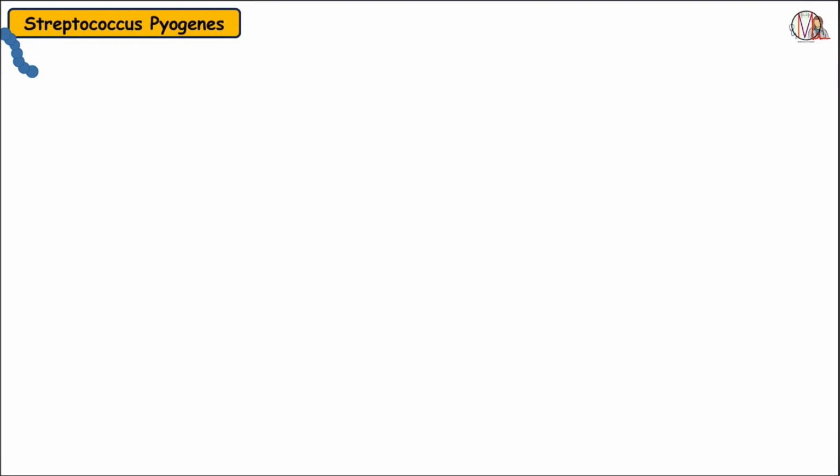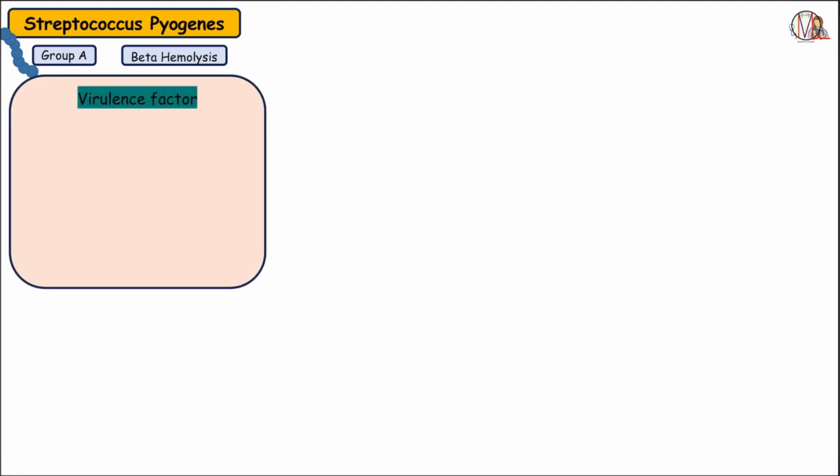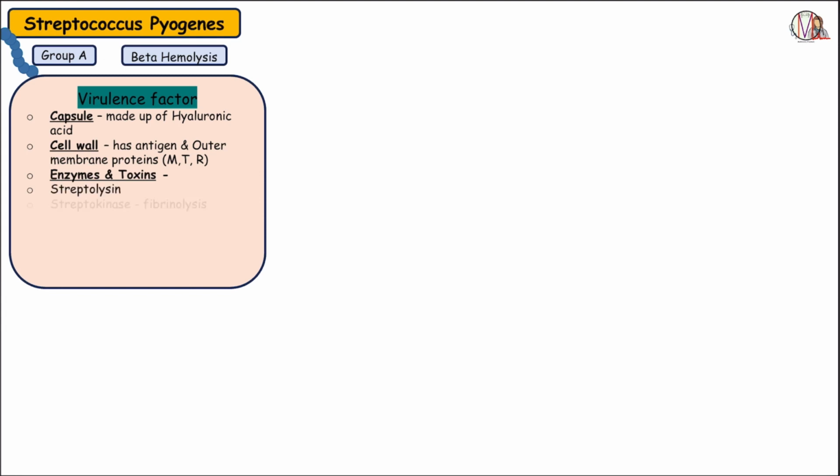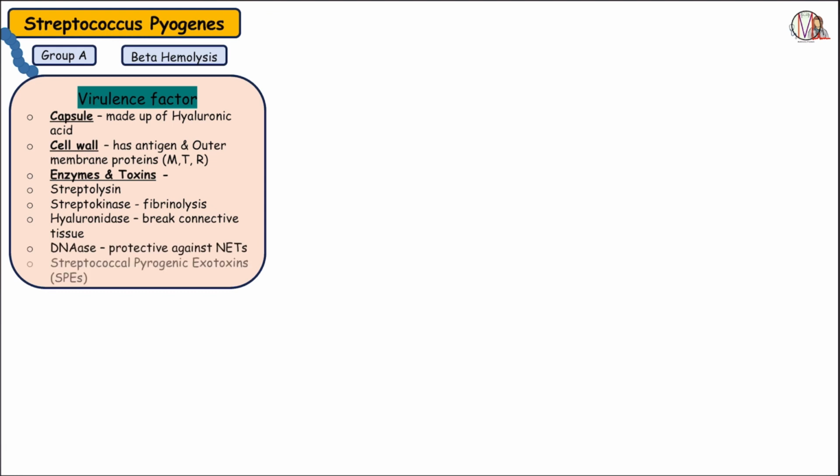Let's summarize. Streptococcus pyogenes is a group A beta hemolytic bacteria. It has various virulence factors such as capsule, which is made up of hyaluronic acid. And in its cell wall, it has antigen and outer membrane proteins such as M, T, and R. It also has enzymes and toxins such as streptolysin, streptokinase, hyaluronidase, DNase, and streptococcal pyrogenic exotoxins.